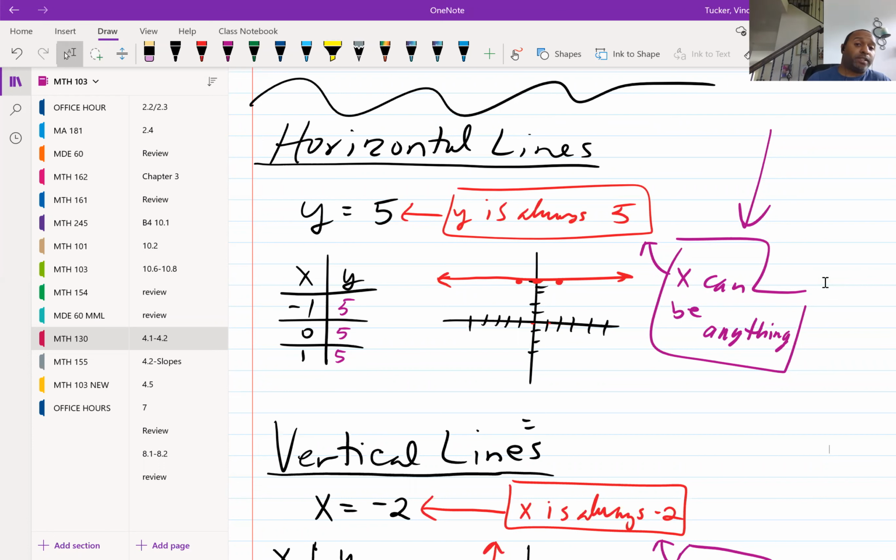So no calculation, just observation. You recognize that the only thing I see is y, I don't see x. So when I go to create my xy chart, y is always going to be whatever that number is. In this case, it's 5. So notice 5 is going all the way down for y. x can be anything. And when you go to graph that, it will produce a horizontal line at 5.